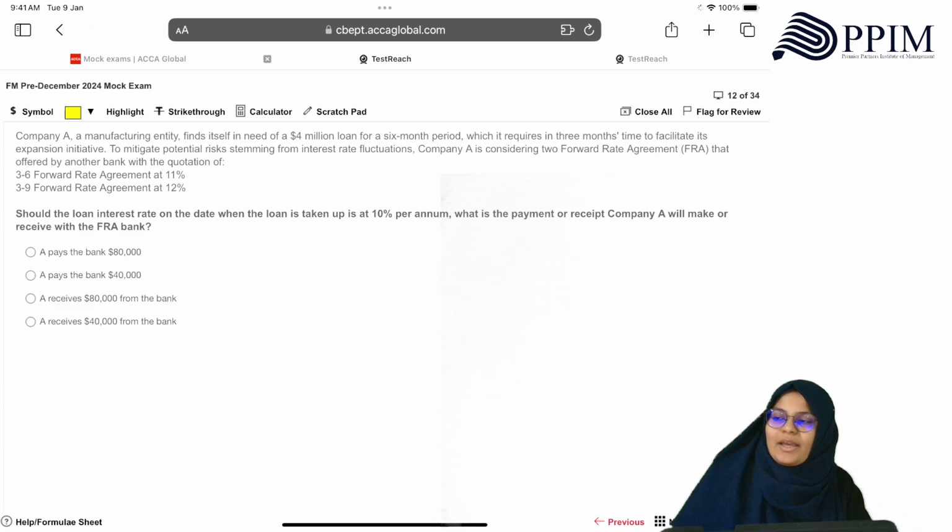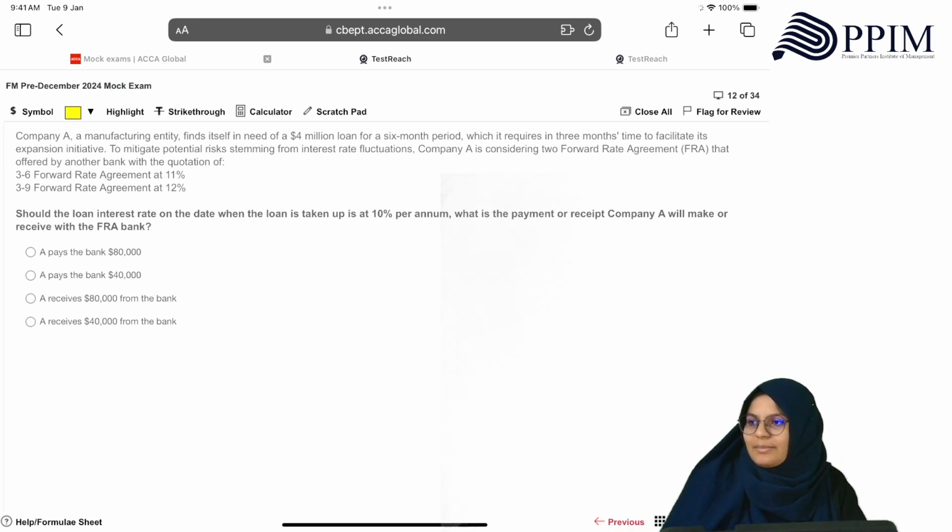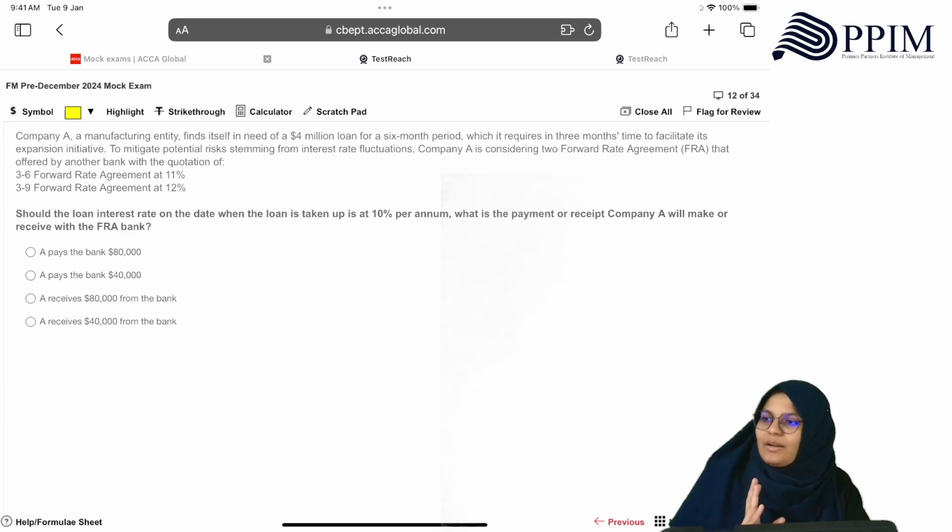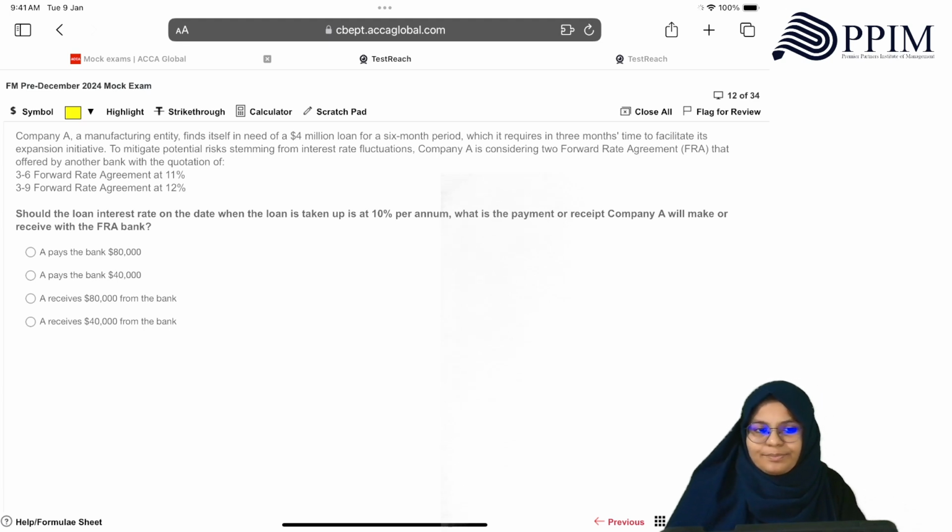So they are saying we are taking the loan from one bank, we are taking the FRA from another bank. So if the actual market rate was 10% on the date of the loan, will we be paying extra to the FRA bank or will the FRA bank pay us some amount? That's the question. Okay. So it's a very simple scenario of FRAs. So see if you can get that answer.